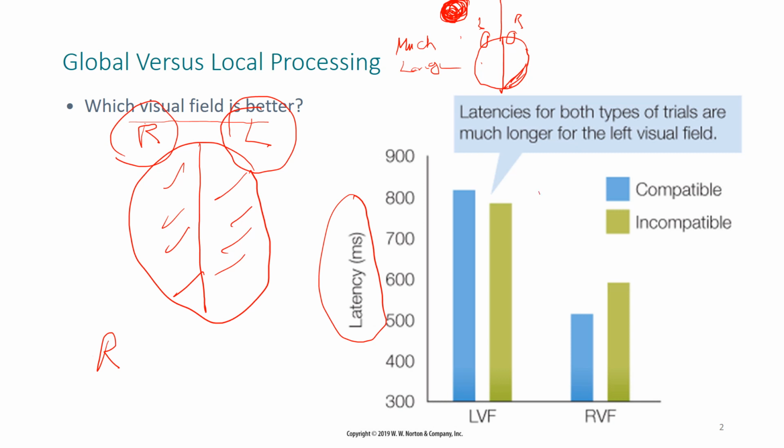As you can see here, comparable or incomparable stimuli. Both latencies. This is the left visual field here on your left side, and this is the right visual field. So the graph showed the response latencies for comparable and incomparable pairs of letters in the left and right visual field. The latencies for both types of trial are much longer for the left visual field.